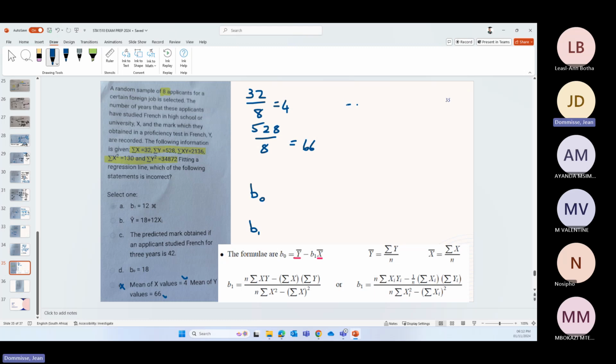So it is N, which is the 8. So we're going to work out B1 up here. So that's N is 8. The sum of XI, there it is. So it is 2136. Then it is minus 1 over 8. So 1 over N. So that's 1 over 8. Sum of X is 32.